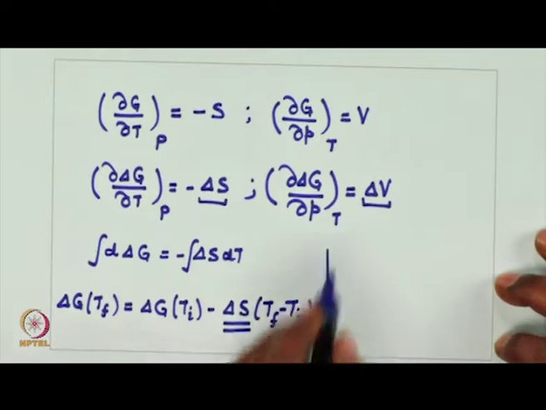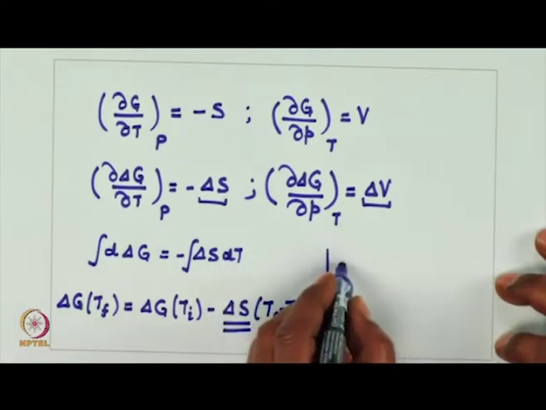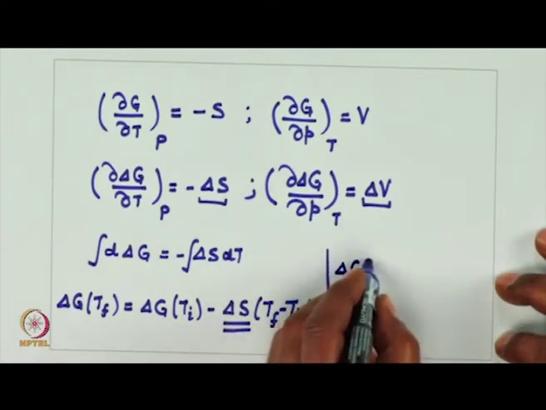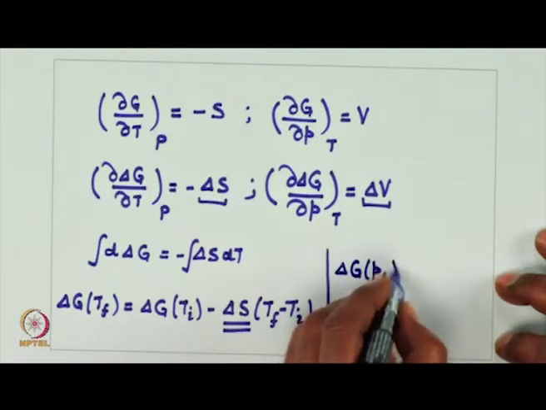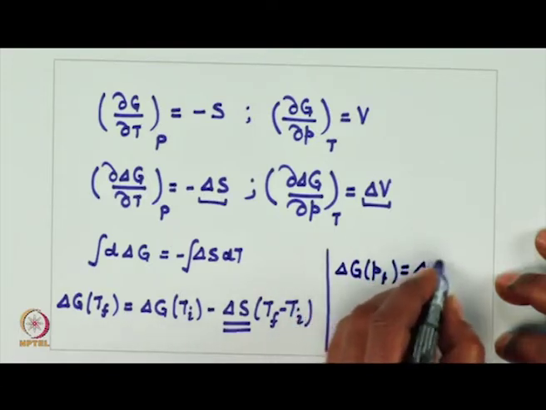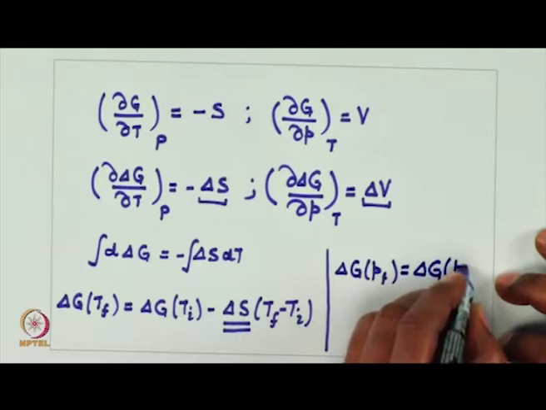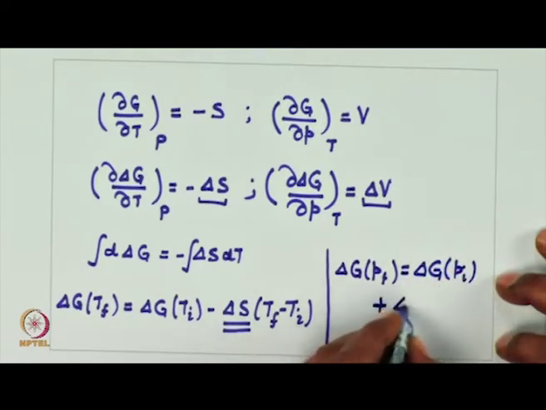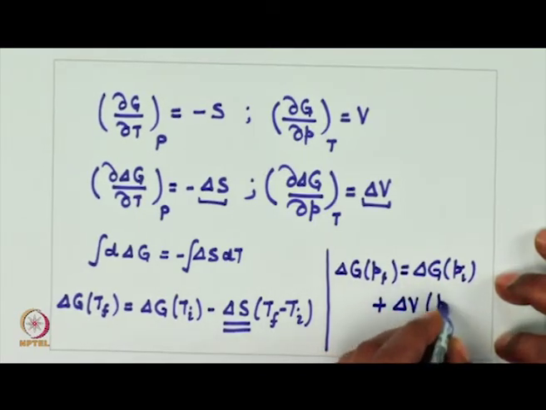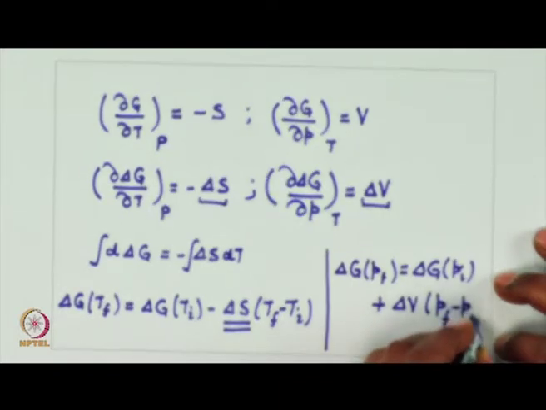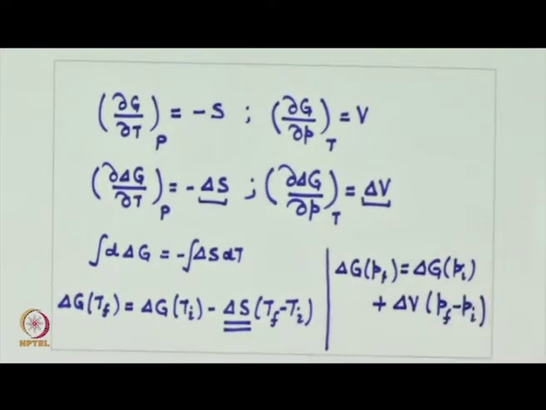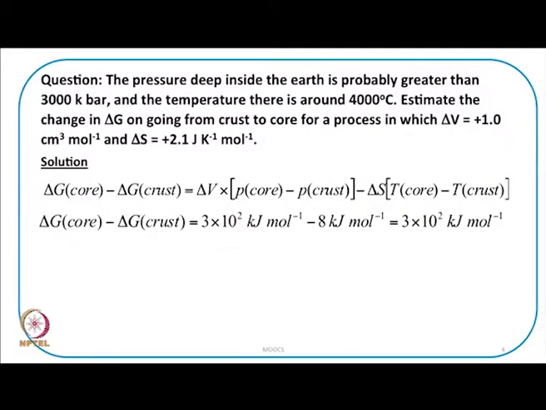This is one equation, and from this a similar equation can be derived. Delta G at some final pressure is equal to delta G at some initial pressure plus delta V into (P_f minus P_i). These equations can be derived. Let us go back to the slide.